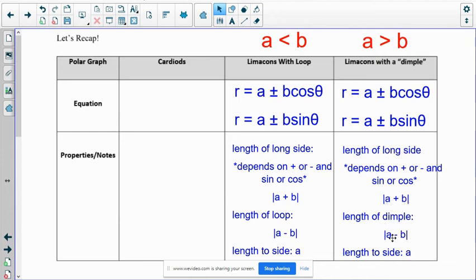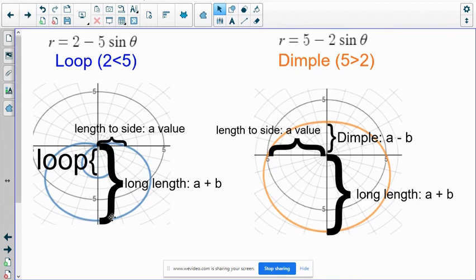The length of the dimple is you subtract them. It just doesn't go in the same direction. It goes in the opposite direction. And then the length to the side is just a. So I put this together, and you can pause the video if you want to write that down. And I put this together to kind of help you out. Okay, you should be able to look at any of the polar graphs and know if it's a cardioid, a limacon with a loop, or a limacon with a dimple before you even start, based on the numbers.